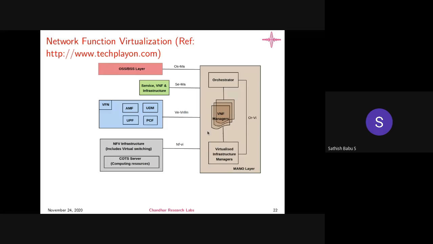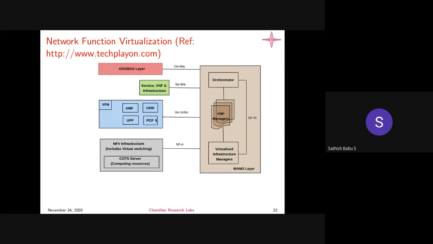Otherwise, you can say this MANO layer is the very top layer, the master layer. Depending upon the functions, it will instruct these three layers. This is the master layer, the MANO layer. This will instruct these three layers, and they will do the rest of the operations. It is like a supervisor, and these are the team people working under the supervisor.